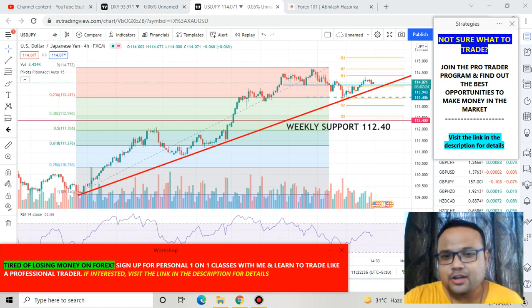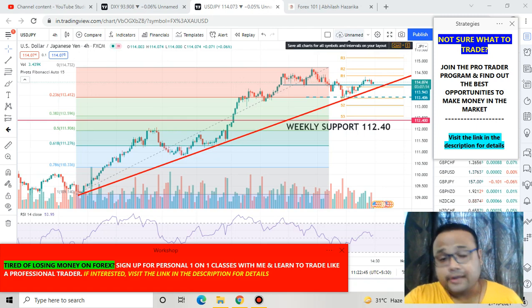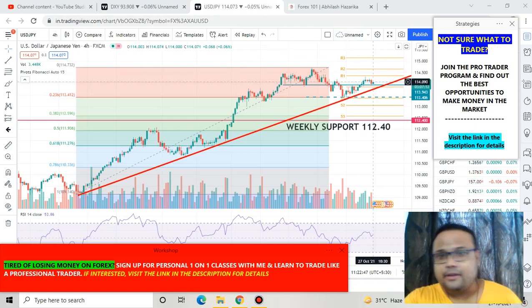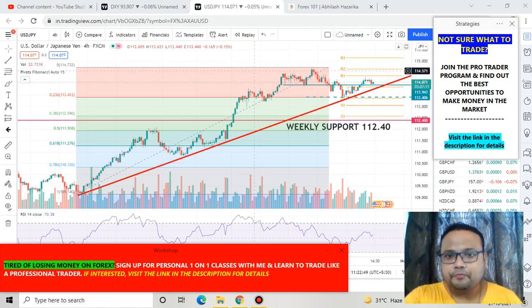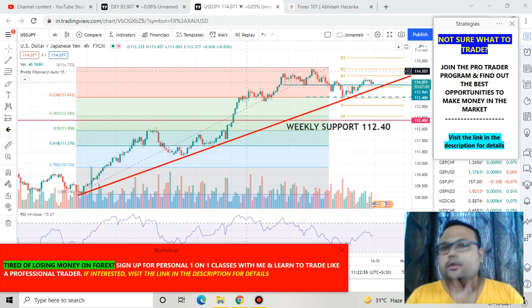So this is the 4-hour chart of USD JPY in front of us right now, and as we all know, USD JPY had a huge up run a couple of days ago, and right now you can see that market is trading at 114.07. This is the current market price here. So there are certain things on the chart of the USD JPY that you need to understand. It may sound complicated, so please watch the video carefully.